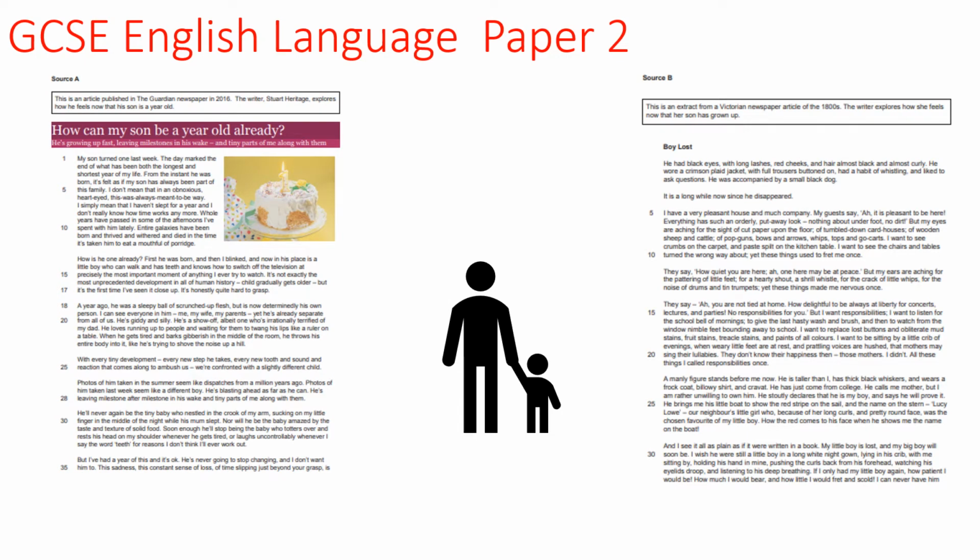Now for this paper, you'll be given two extracts that are non-fiction, and they will be linked by a topic or a theme or a thread. For example, this one here is about children. So this looks at children and their relationships with parents. Source A looks at it from a very modern perspective, and source B on the right hand side focuses from a Victorian perspective. So we see how two different people view children differently.